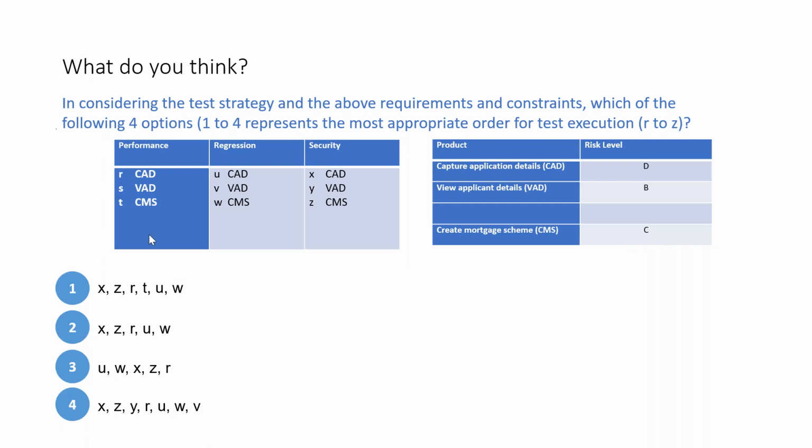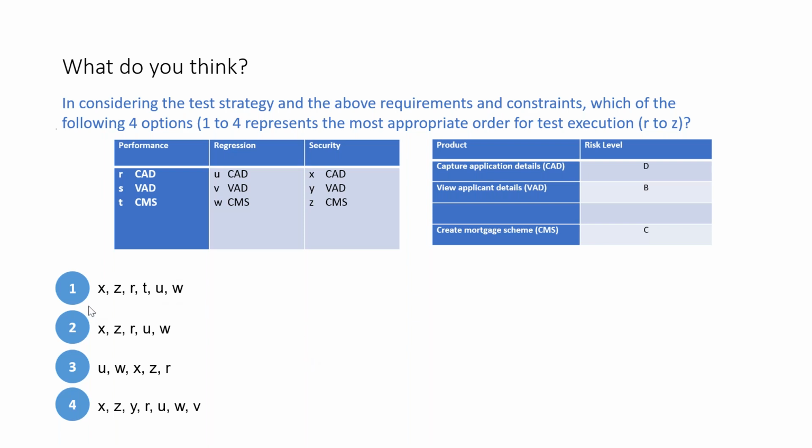Based on that, I have 4 options here. What will be your test execution order? Which module, which test will you do first, then followed by the next? So the correct order you have to identify. Okay, so how do we answer this question? Basically they've given some RST, UVW, XYZ for each module under performance, regression, and security. So here they have given XZ, RTU, whatever. Now we have to go one by one, compare the risk levels, compare the other constraints, and answer this question for the order. Okay, that is the only way to answer this question.